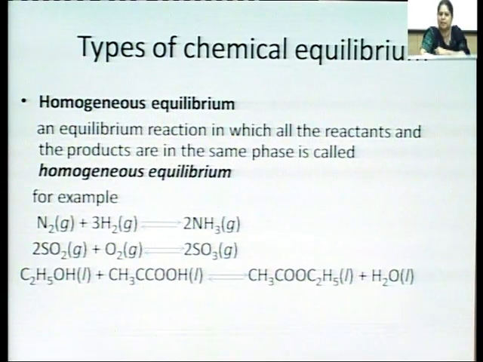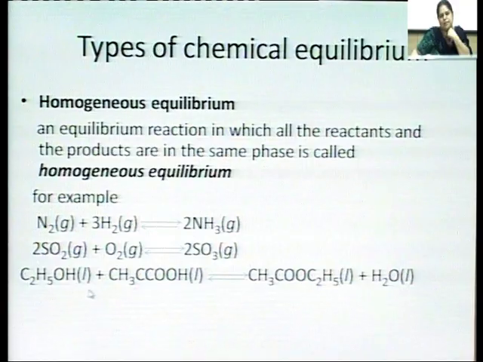The examples of homogeneous equilibrium you can see over here. The first one is the Haber's process for the manufacturing of ammonia, another is the manufacturing of sulfur trioxide, and the last reaction is the esterification reaction between ethanol and acetic acid. Here, I am sorry, there is one C extra over here. It should be CH3COOH, resulting in the formation of an ester and water.